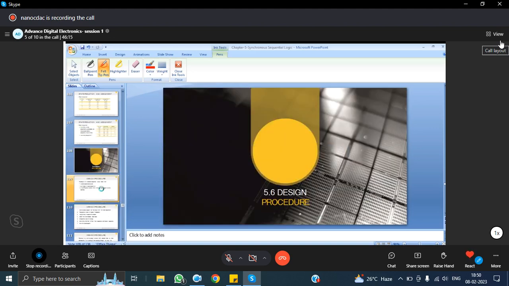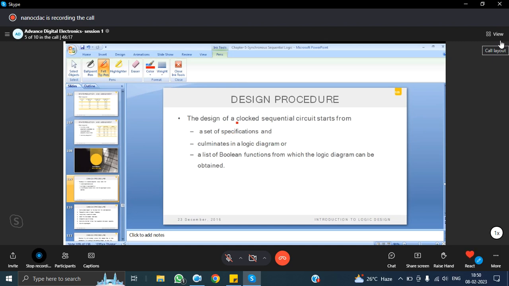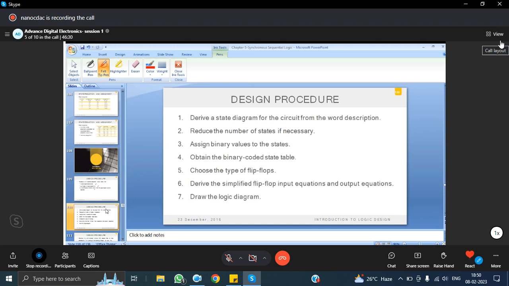Next, we'll go for the design. The design of any clocked sequential circuit starts from a set of specifications and ends in a logic diagram or a list of Boolean functions from which the logic diagram can be obtained. So to design any circuit, the first thing is we need the state diagram. Then the reduction of the number of states if necessary. For a small circuit there is no problem, but if it is a big circuit, you should reduce the number of states.